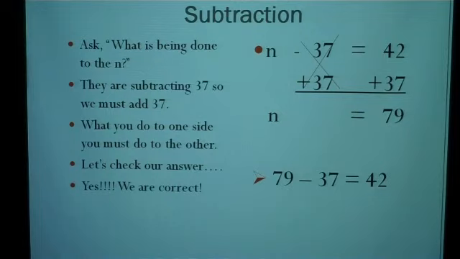This ends part 1 of the lesson on solving equations with whole numbers. Now you must go to part 2 to see multiplication and division.